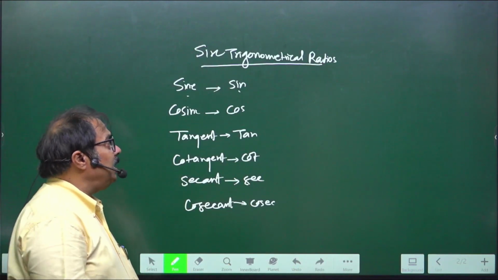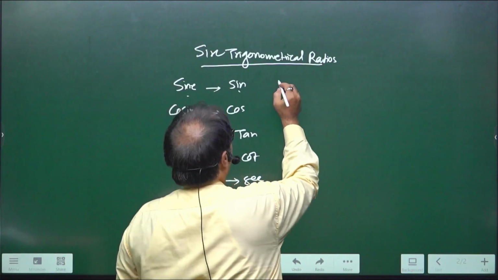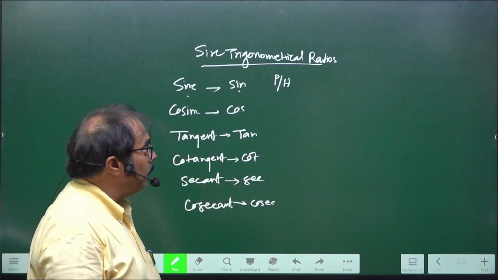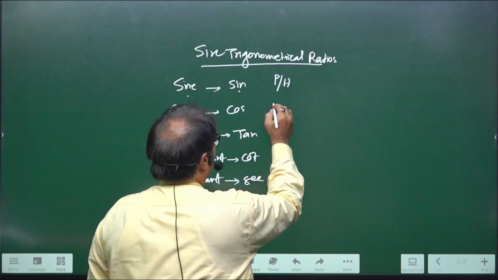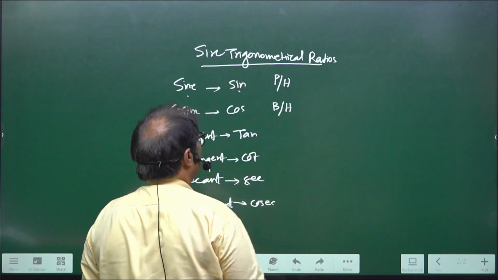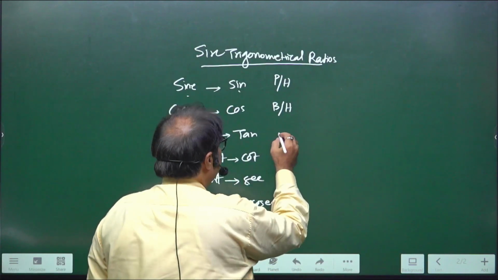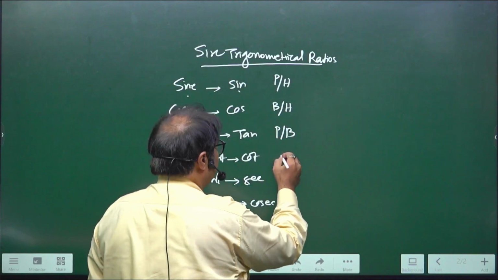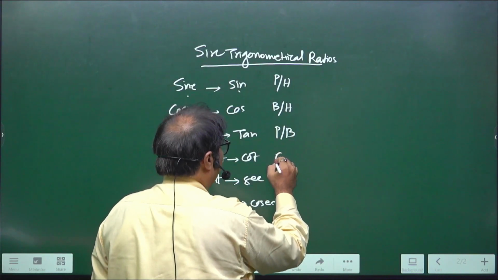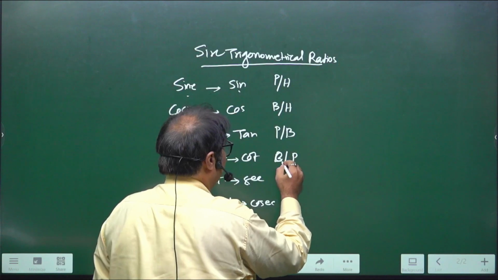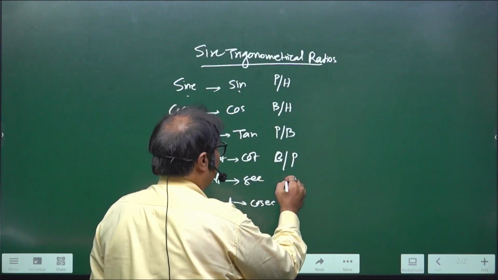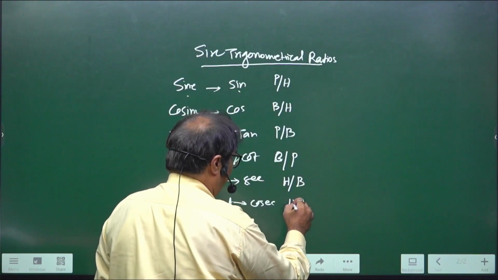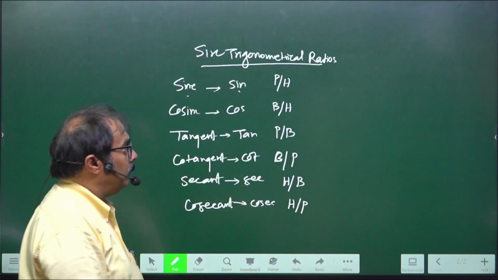Now, sine is the ratio of perpendicular upon hypotenuse, and cos is the ratio of base upon hypotenuse, and tan is the ratio of perpendicular and base, and cot is the ratio of base upon perpendicular, and secant is the ratio of hypotenuse upon base, and cosecant is the ratio of hypotenuse upon perpendicular, right?